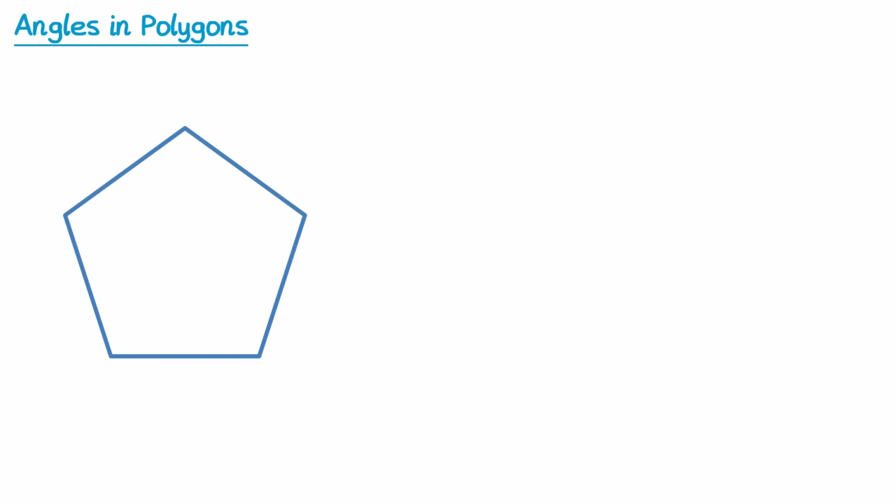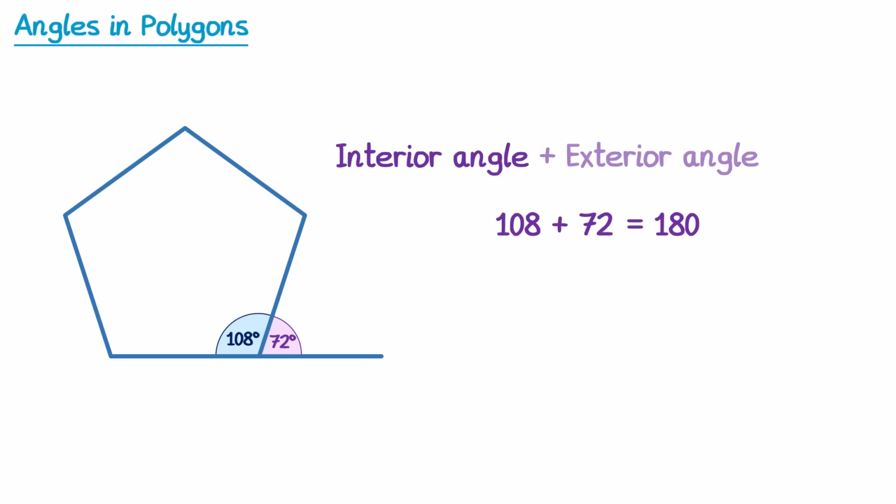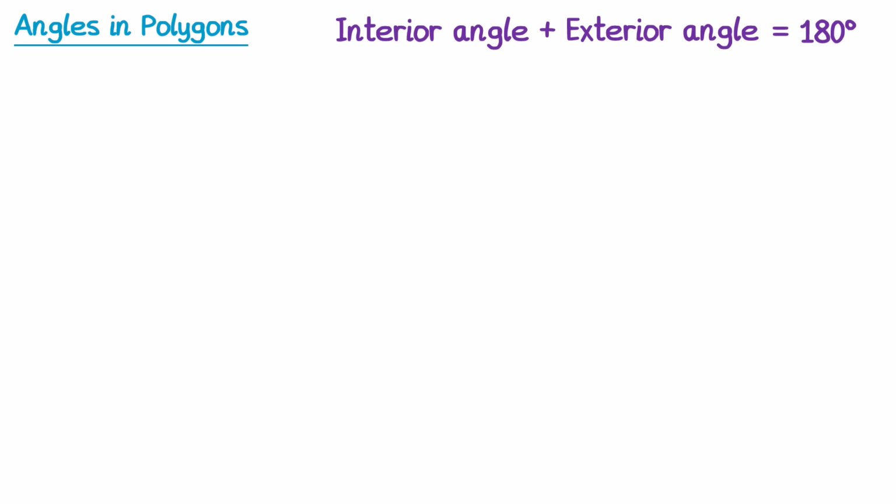Let's bring back the regular pentagon from before. We worked out its interior angle at 108 degrees, and we also found the exterior angle, which was 72 degrees. If you add together 108 and 72, you get 180 degrees. So for this shape, the interior angle plus the exterior angle makes 180 degrees. And this is not surprising since they're both angles on a straight line. In fact, this formula, interior angle plus exterior angle equals 180, works for any regular polygon. We can use this in some questions to help speed up the process.